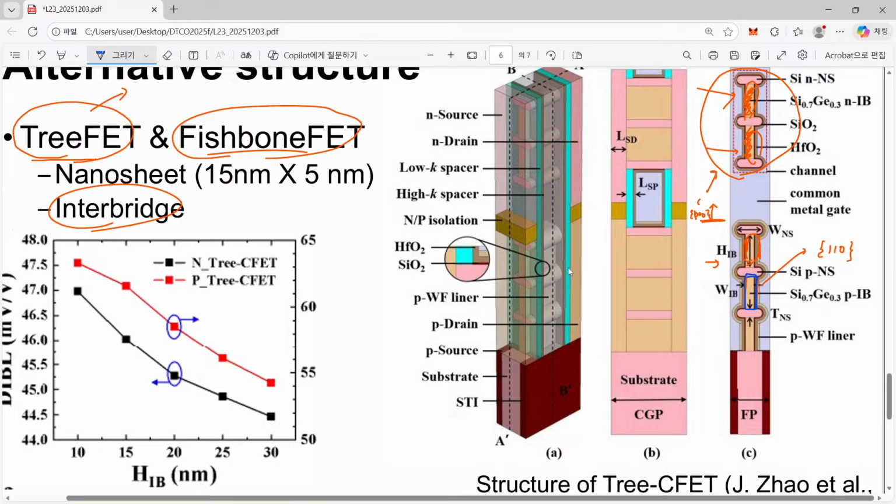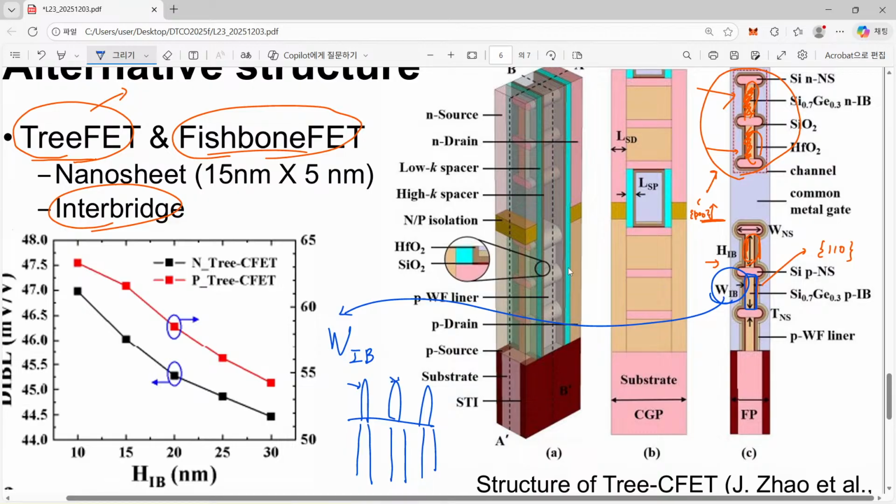So it looks beautiful. However, how can you control this WIB, the width of the interbridge that corresponds to the fin thickness? How can you control this one? In the case of a previous FinFET, you had patterning from the top. You did a quadruple patterning. After that, using an etching process, you made these fins. There was certain lithography. Then how can you make this internal fin?